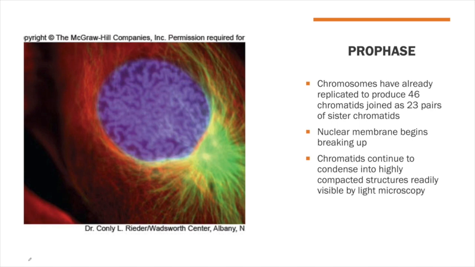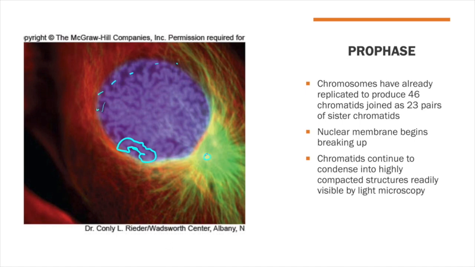So let's look at our phases of mitosis. Here we have prophase. During prophase, our chromosomes have replicated. They've become much more condensed and tightened up. You can see here, right? We're starting to see actual chromosomal-like structures, these little worm-like structures in here. So we're seeing that we've gone from 46 to 92 because our 23 pairs have replicated. Our nuclear membrane is beginning to break up.